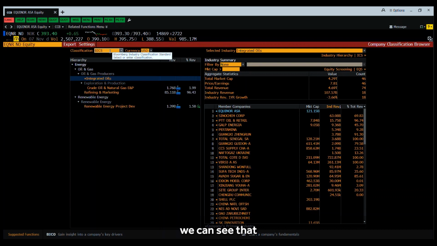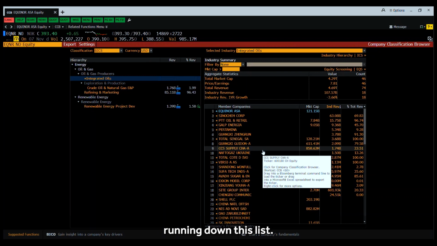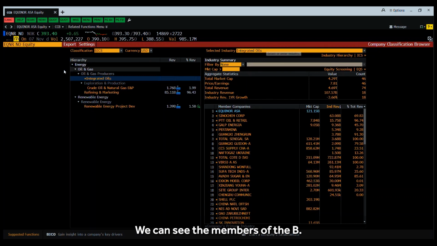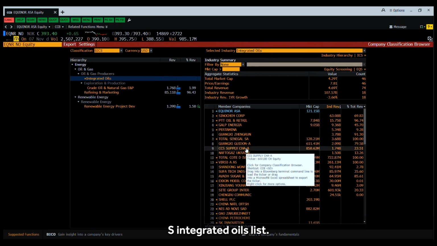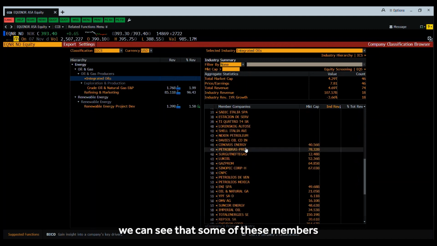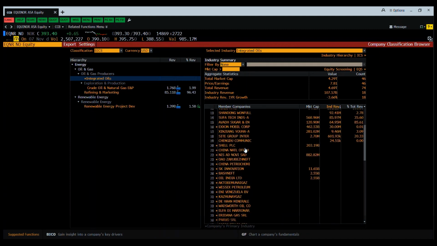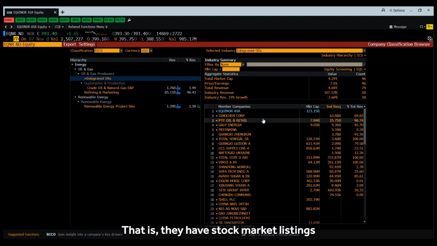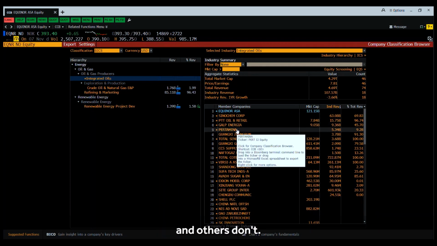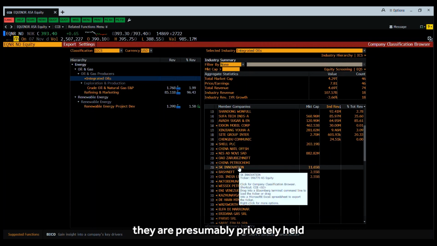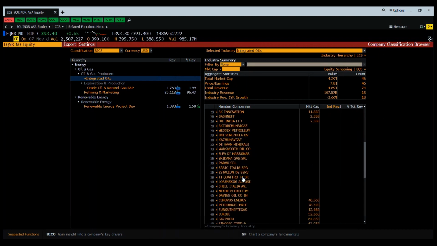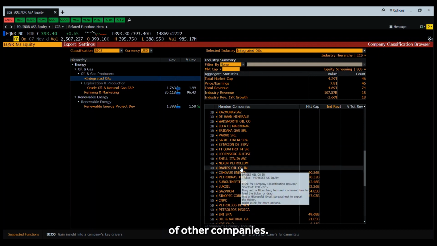And at the moment we can see that this screen is using the BICS, or Bloomberg Industry Classification Standard. Running down this list, we can see the members of the BICS Integrated Oils list. Then moving down here, we can see that some of these members are quoted, that is, they have stock market listings, and others don't, that is, they are presumably privately held, or may be subsidiaries of other companies.